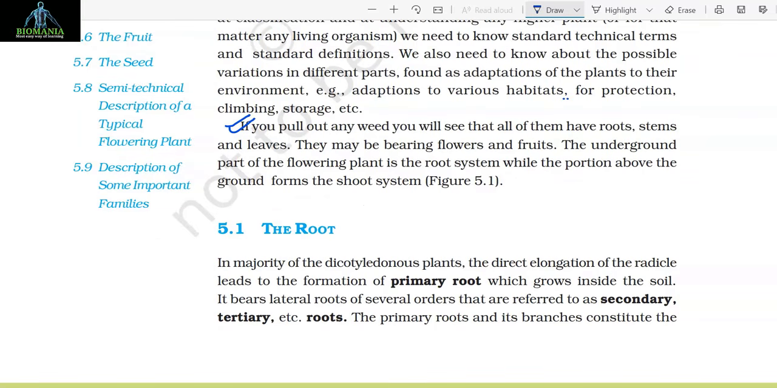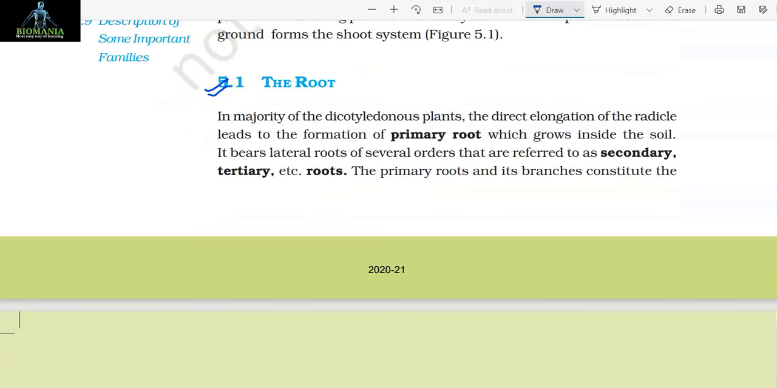If you pull out any weed, you will see that all of them have roots, stems and leaves. They may be bearing flowers and fruits. The underground part of the flowering plant is the root system, while the portion above the ground forms the shoot system. 5.1 The root.